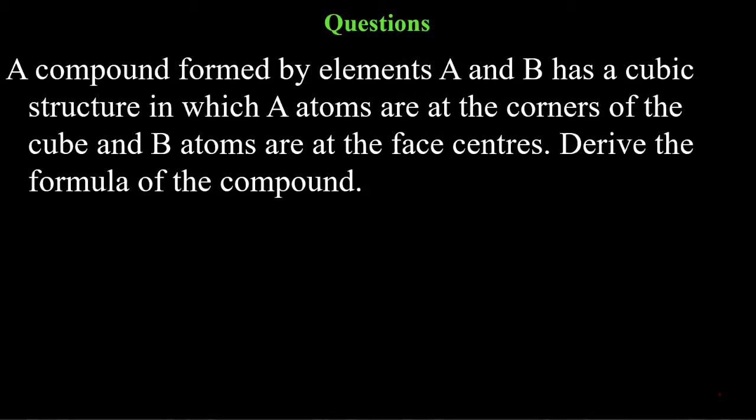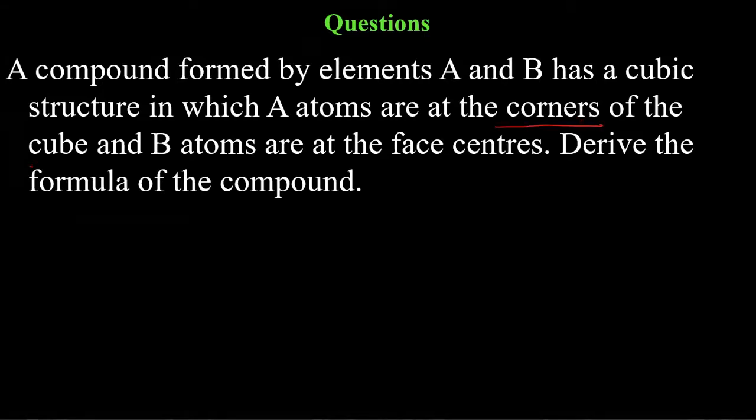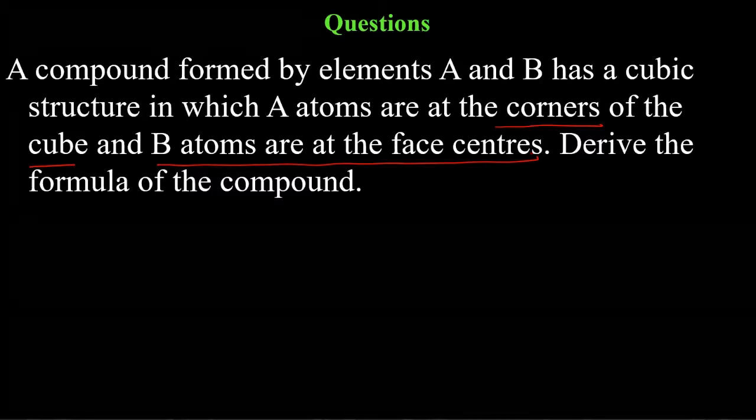Next question. A compound formed by elements A and B has a cubic structure in which A atoms are at the corners of the cube and B atoms are at the face centers. Write the formula of the compound. Now, in this case, try to understand which are the lattice points. Which of these are lattice points? Yes, correct answer.